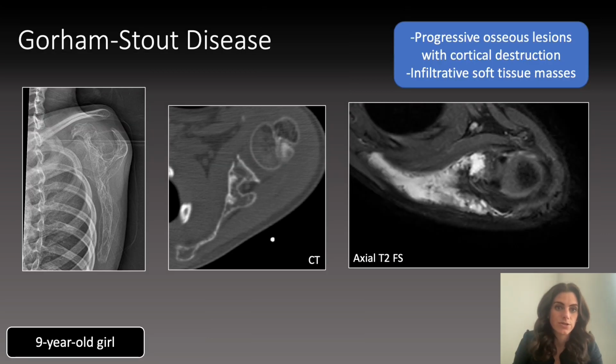Gorham-Stout disease is characterized by progressive osseous lesions with cortical destruction, and occasionally this can lead to pathologic fracture. These patients also have infiltrative soft tissue masses adjacent to the site of osseous involvement. This is well demonstrated here in this 9-year-old child with Gorham-Stout disease of the scapula. You can see on X-ray and CT extensive lytic change within that scapula, and the MRI demonstrates the T2 hyperintense soft tissue mass associated.